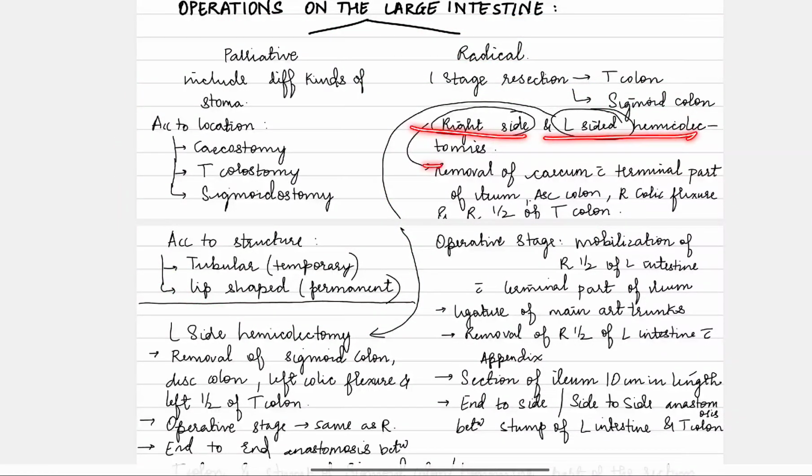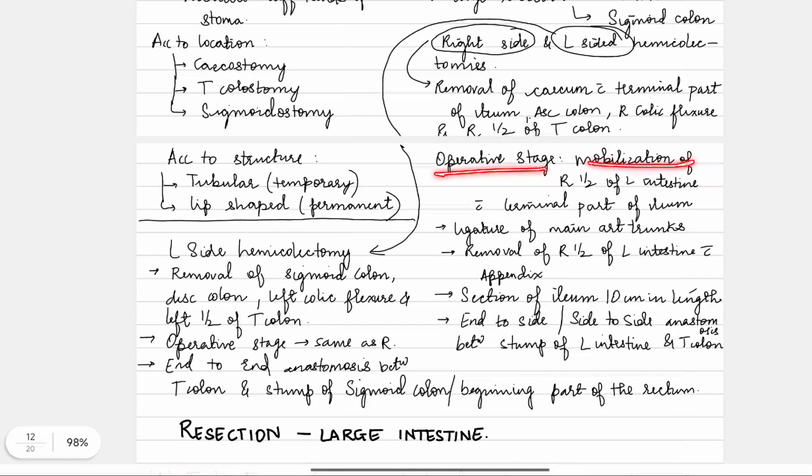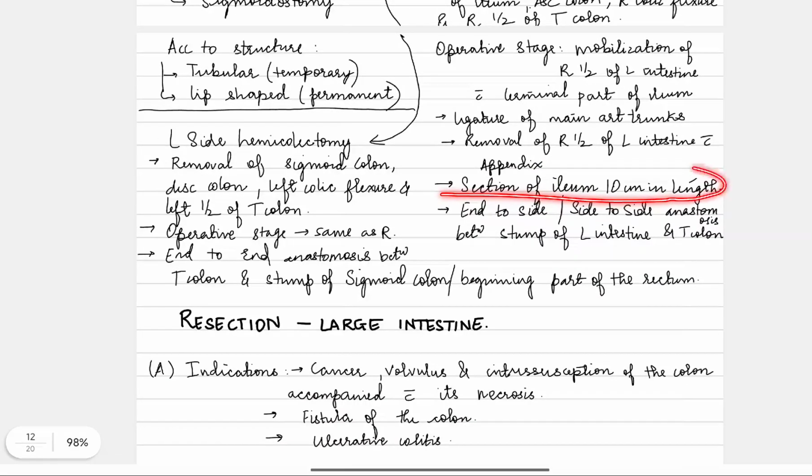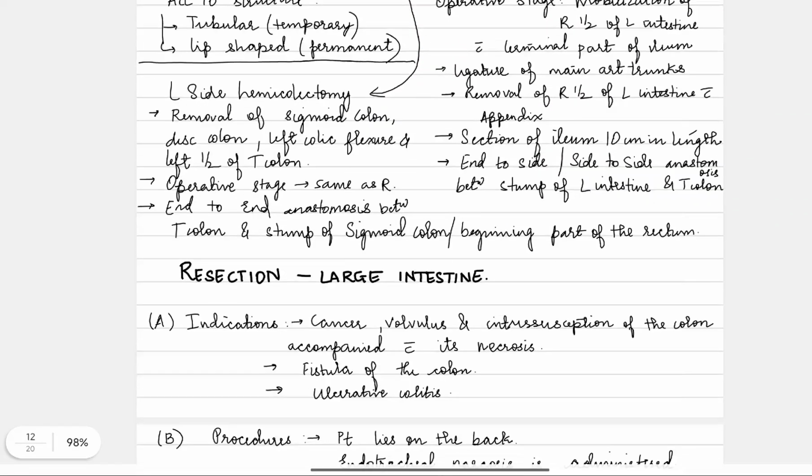There are right side and left side hemicolectomies. Now right side is removal of the cecum with the terminal part of the ileum, ascending colon, right colic flexure and right half of the transverse colon. The operative stage is mobilization of the right half of the large intestine with the terminal part of the ileum, ligature of the main arterial trunk, removal of the right half of the large intestine with appendix, section of the ileum which is 10 cm in length, and end to side anastomosis is done between the stump of the large intestine and transverse colon. The left side is as I previously explained.